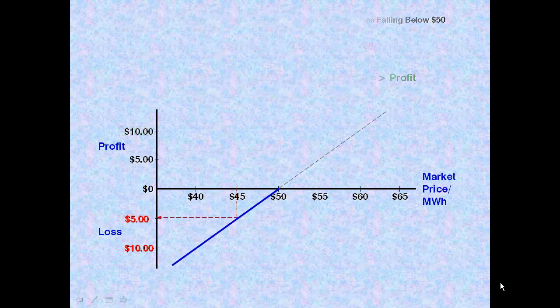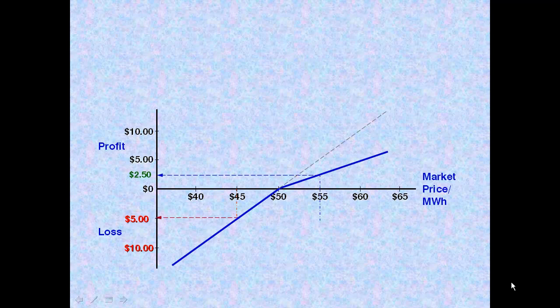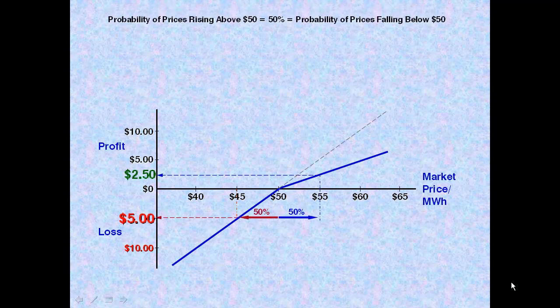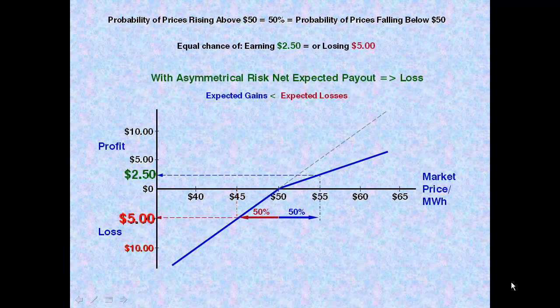But there's another kind of asymmetry. In this asymmetry, a $5 price rise results in earnings of only $2.50, while a $5 fall in prices still loses the full 5. The odds are now unfavorable, as there is now an equal chance of earning $2.50 as losing 5. Expected losses now are bigger than expected gains, and therefore the expected payout of this asymmetry is a loss. Because of this expected loss, we would not want to take on this risk position.